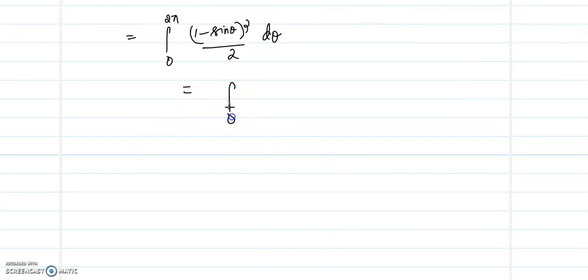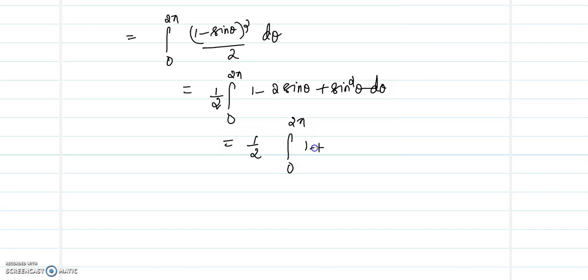Now expanding this, you will get 1 minus 2 sine theta. So let me take 1 by 2 outside: 1 minus 2 sine theta plus sine square theta d theta. So that is 1 by 2 integral 0 to 2 pi, 1 minus 2 sine theta plus (1 minus cos 2 theta) by 2 d theta.